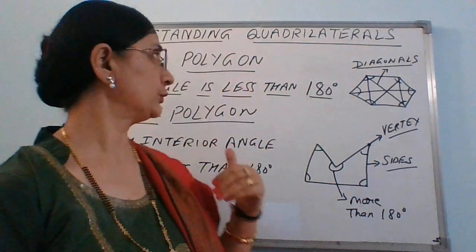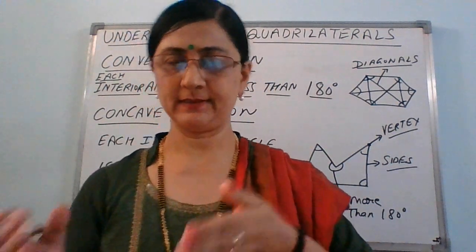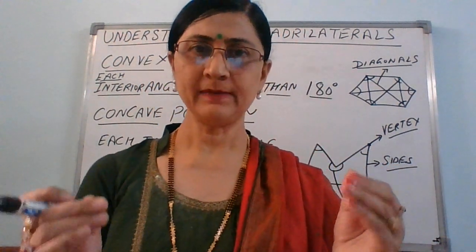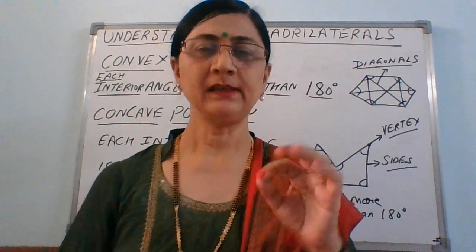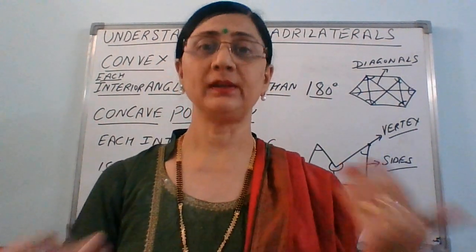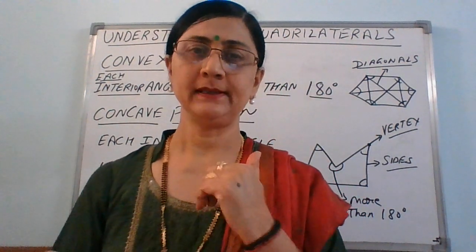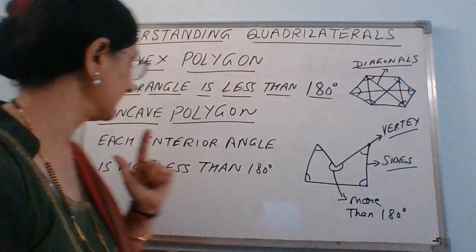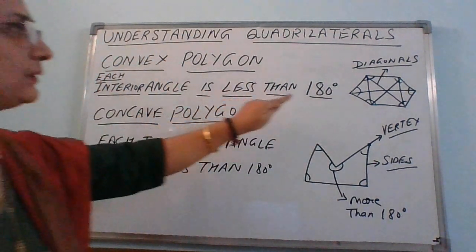Now we have two more types of polygons, concave polygons and convex polygons. Concave polygons क्या होगा, जिसका if there is all the interior angles उसमें से one or two they can be more than 180. If all the interior angles are less than 180, then it is convex. Like see here, convex polygon, each interior angle is less than 180.